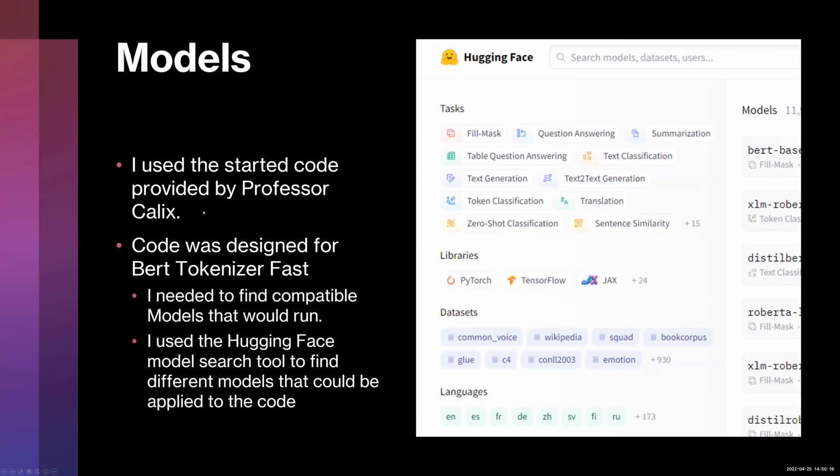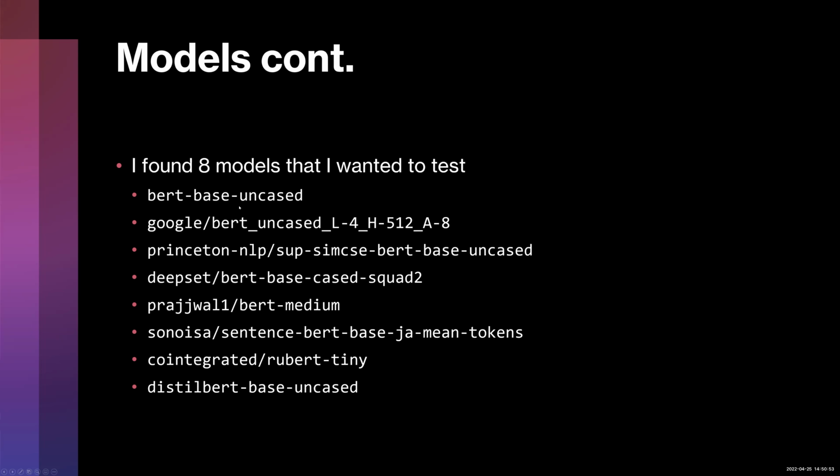And then speaking of the models, like I said, I used a lot of different models to see which one would perform the best. I started off with the code that you provided for the single sentence analysis, and then I was modifying it. Because that's a BERT fast tokenizer one, I made sure that I was looking for models specifically for BERT. This is just the model search page from Hugging Face. I grabbed 8 specific models from that page.